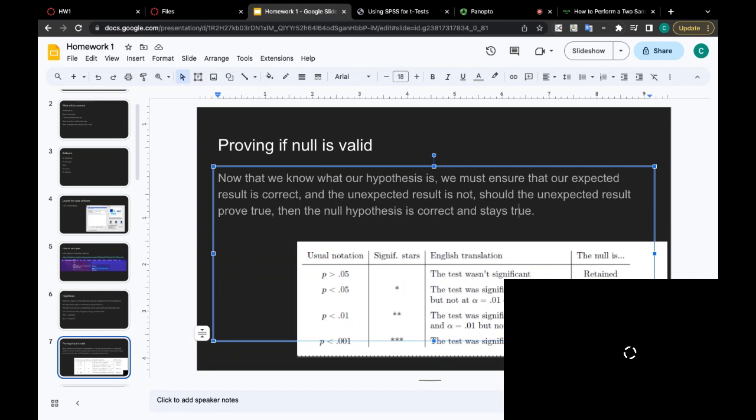Now, how do we prove it to be true or rejected? We're going to look at the p-values. Notice how it says 0.05. When we multiply by 100, that's 5%. We're trying to prove that there's less than a 5% chance of error, its significance and stuff like that. Now, if there's more than a 5% chance of error, then the null hypothesis is true.